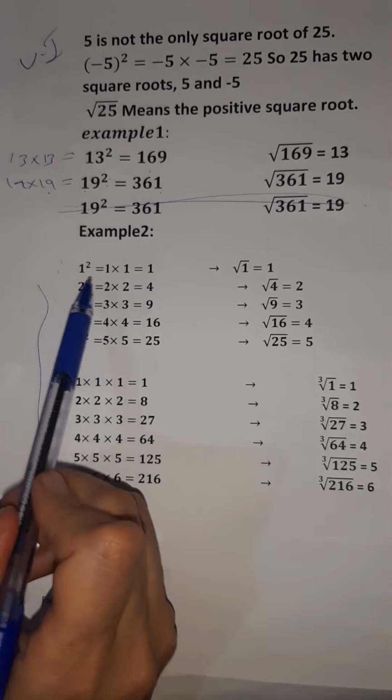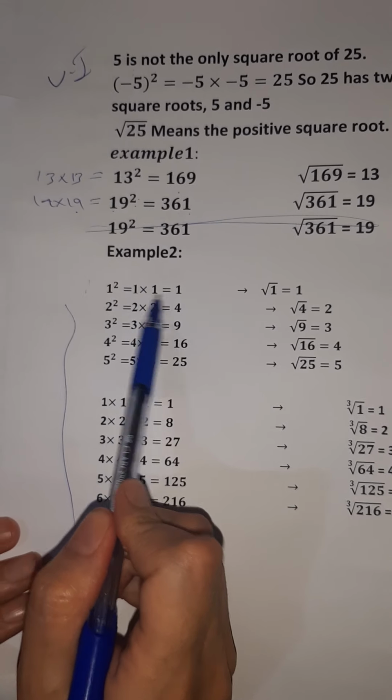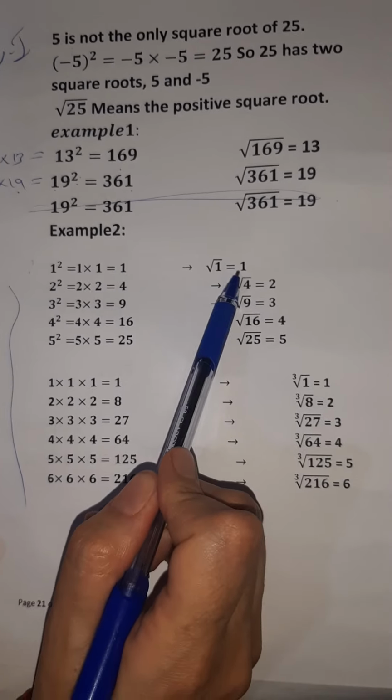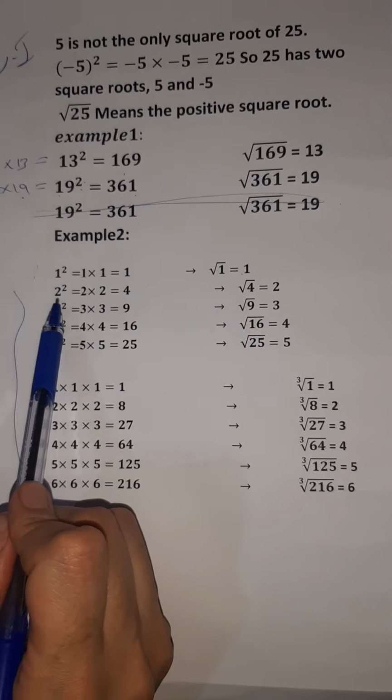Here in general, 1 squared, 1 times 1 equals 1. The square root of 1 is 1. 2 squared means 2 times 2 equals 4. The square root of 4 is 2. 3 squared equals 9. The square root of 9 is 3. 4 squared equals 16. The square root of 16 is 4. Now squared goes with a square root.